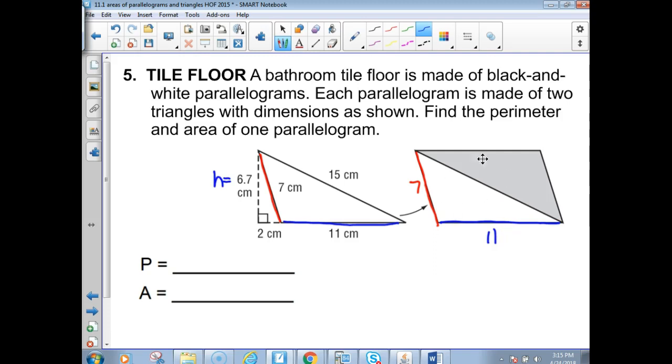So to get the perimeter, I think it's easier to look at the whole shape because that's 11, that's 11, that's 7, and this is 7. So we'd have 7, 11, 7, and 11.